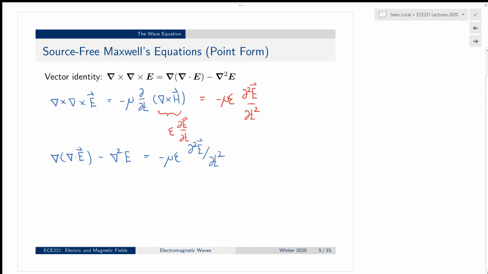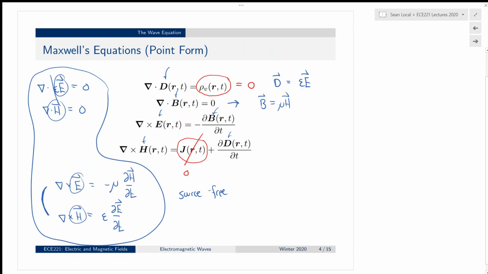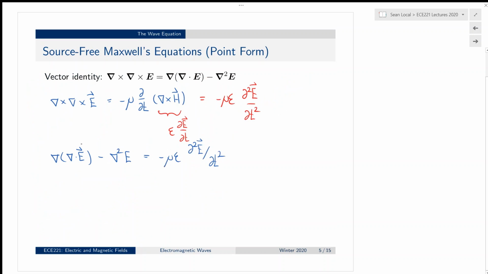Now, the first term can be dealt with because if we go back to our source-free equations, we saw that the divergence of E was 0. We're not allowed to have any diverging time-varying electric field anymore with these source-free equations. So this first term is 0 because we're in a source-free region. So we are left with an equation that has the Laplacian of E.